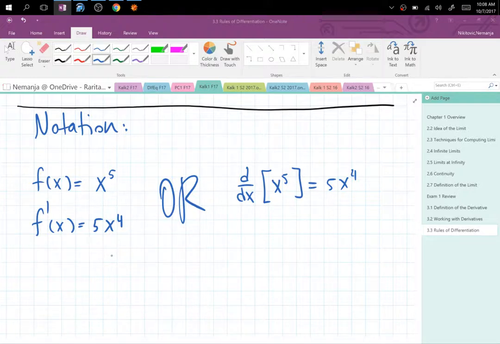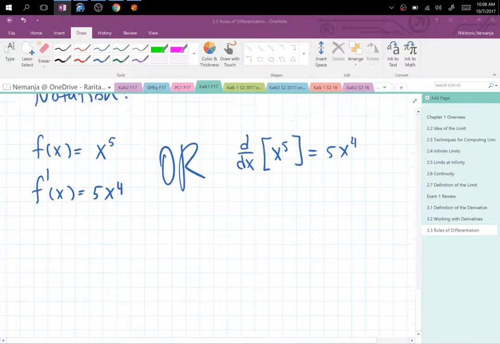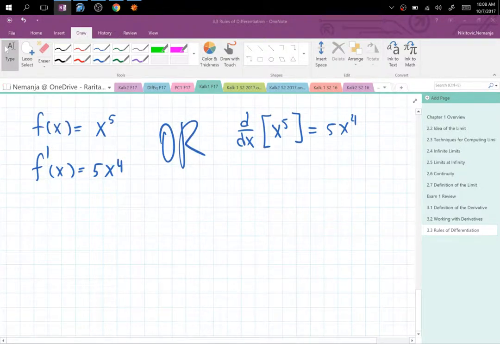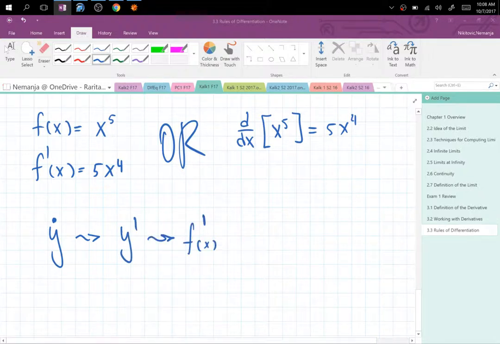This one is derived from Newton's original notation. Newton's original notation for derivative, when he made this stuff, was y with a dot above it, which eventually grew into y prime, which grew into f of x prime as we improved the notation for all of these things throughout the years, right? Newton, 1666, with calculus.